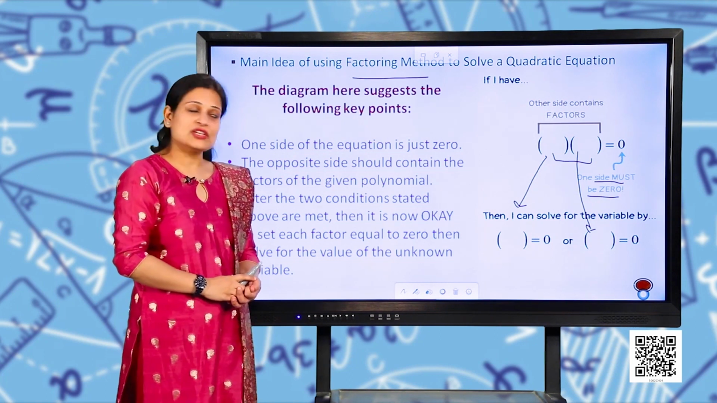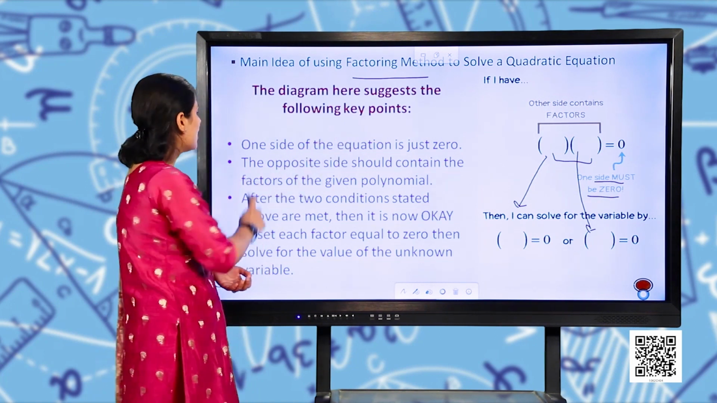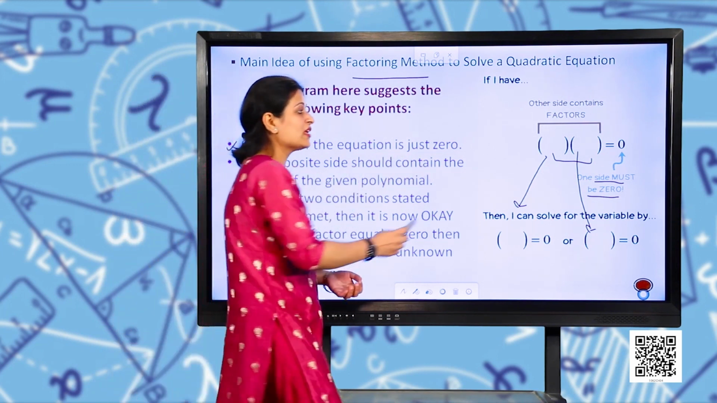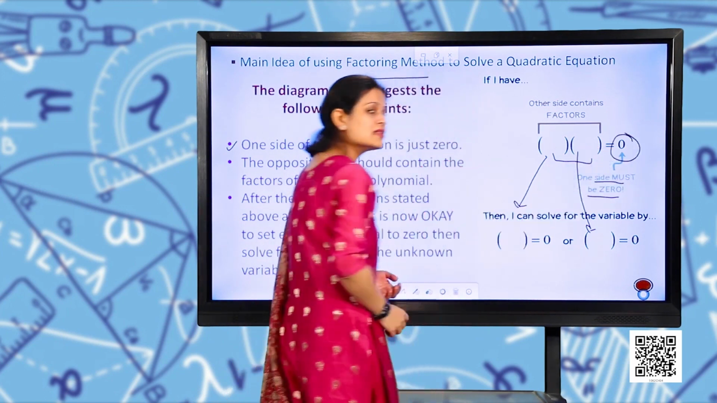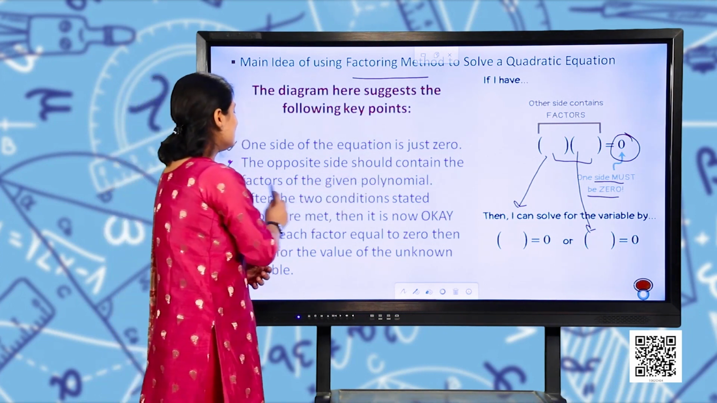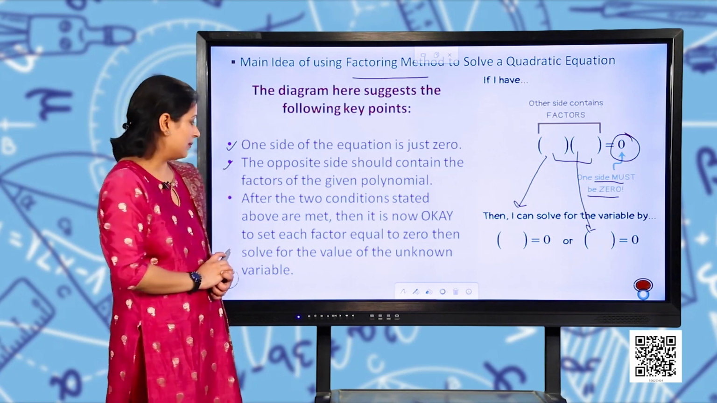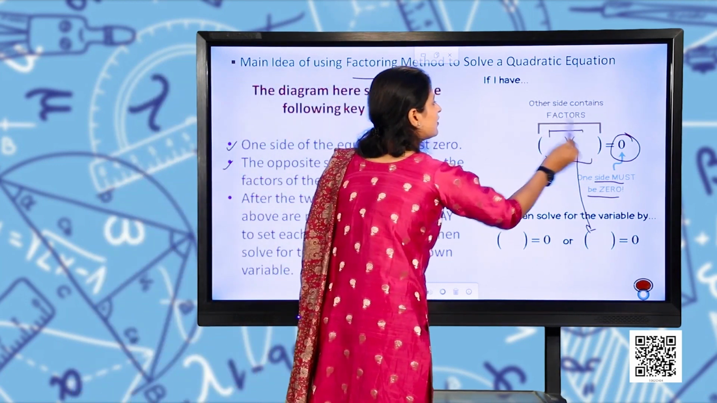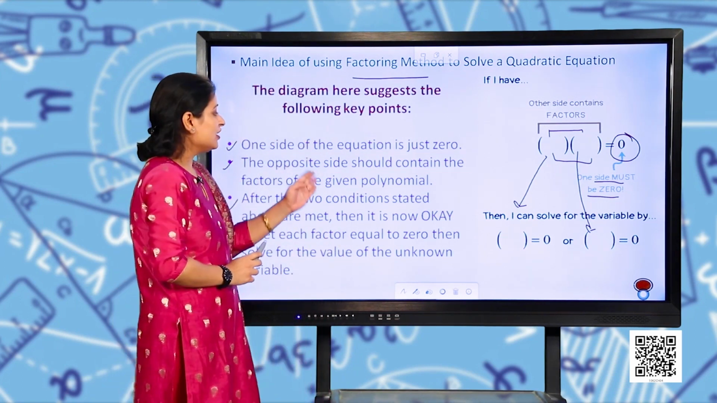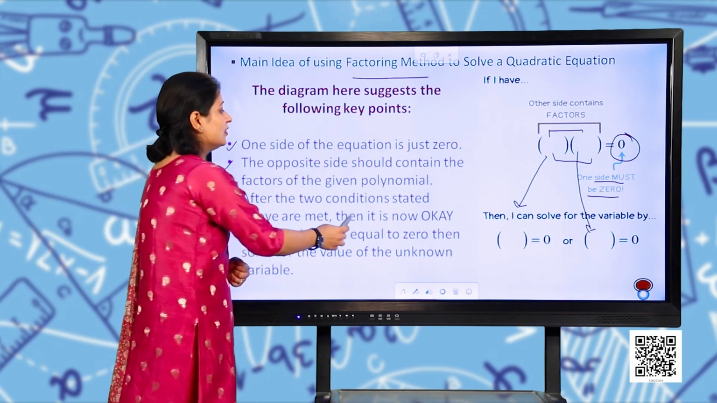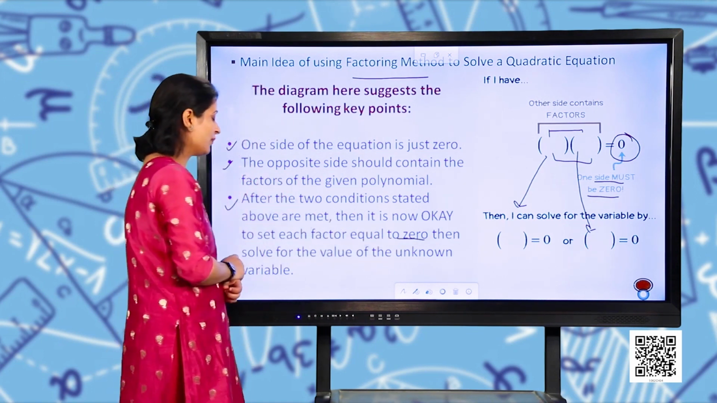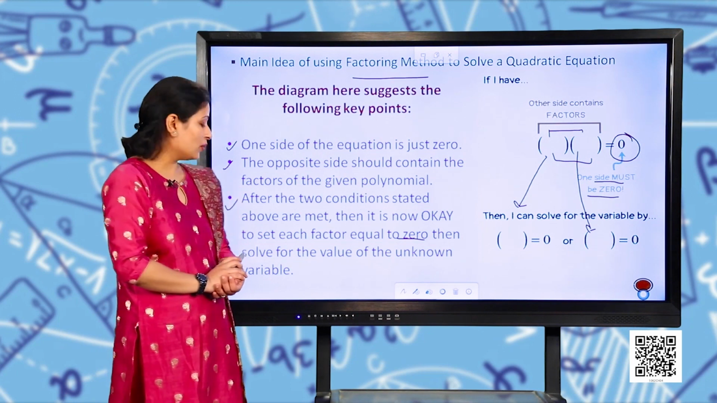The diagram here suggests the following key points. First, one side of the equation is just 0. As you can see, one side must be 0. Second point, the opposite side should contain the factors of the given polynomial. Here these are two factors of the given polynomial. And the third point, after these two conditions stated above are met, it is okay to set each factor equal to 0. Then solve for the value of the unknown variable.